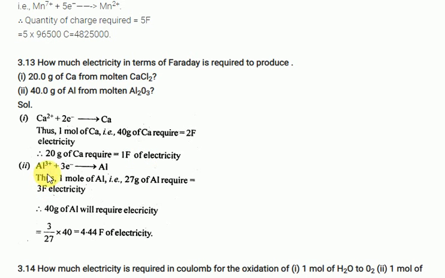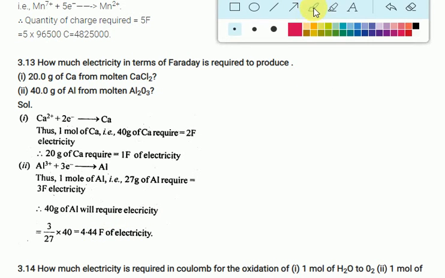Next one is aluminum. 3 Faradays required for 27 grams. How much are they asking? 40 grams. Look at there: 3 Faraday, 27 grams. 40 grams means X Faraday. Cross multiply. Get 3 by 27 into 40. 4.44 Faradays will be required. Clear? If you have any confusion, look at it. Let me solve it.